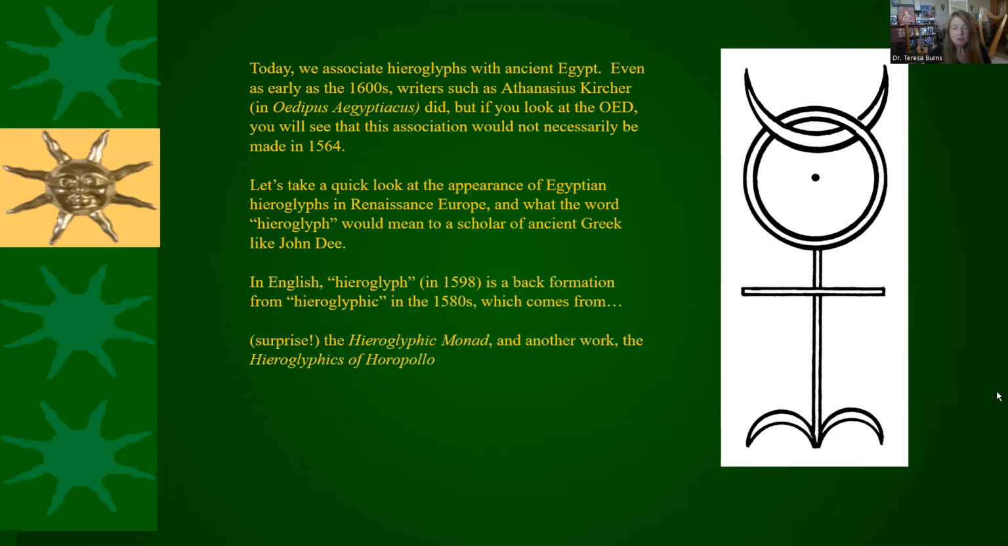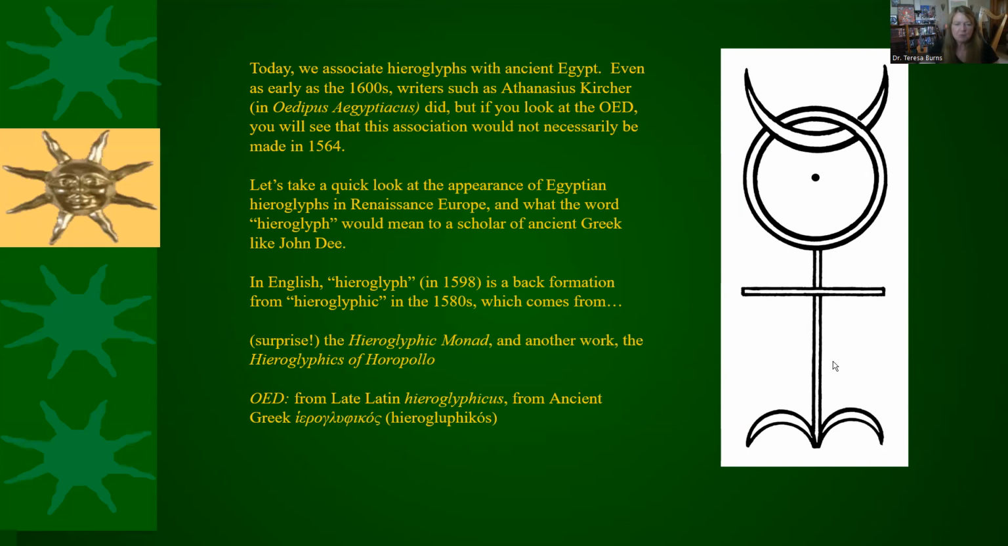But guess what it comes from? Surprise, two works, the hieroglyphic monad and the hieroglyphics of Hor Apollo. But this actually comes into English after the hieroglyphic monad, even though this work comes out in 1505. And it's a strange work, and we're going to talk about it in a minute, because if you're already interested in this time period, you got to see this work.